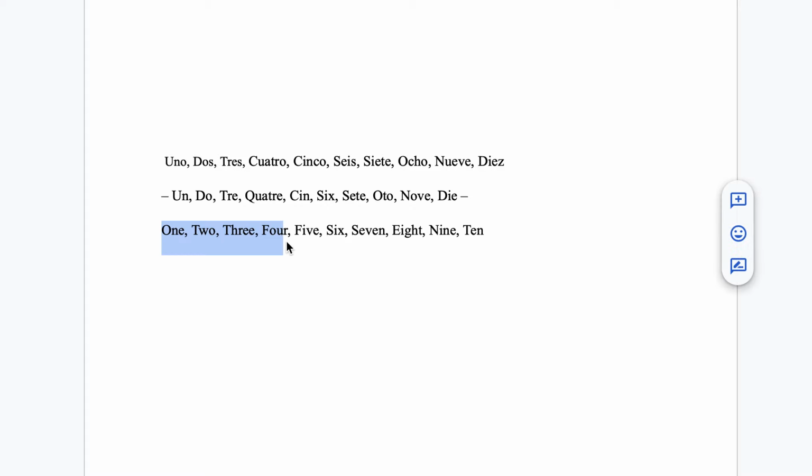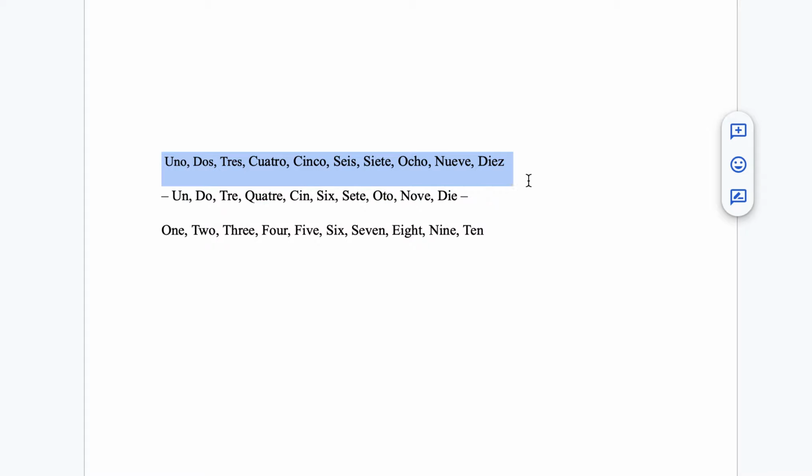This is the current English language. 1, 2, 3, 4, 5, 6, 7, 8, 9, 10. This is the current Spanish. 1, 2, 3, 4, 5, 6, 7, 8, 9, 10.